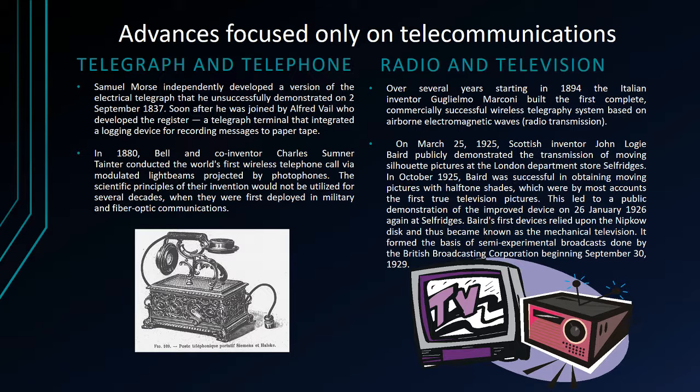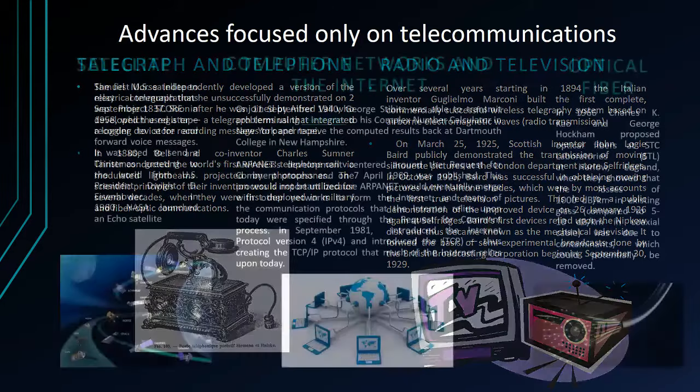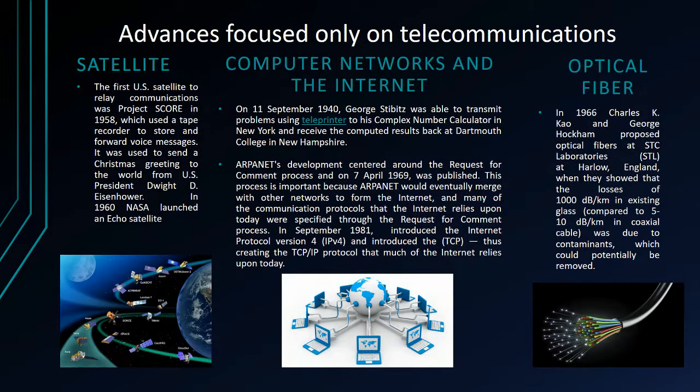Continue with advances focused only on telecommunications: satellite, computing networks, and the internet or optical fiber. The first U.S. satellite to relay communication was Project SCORE in 1958. In 1960, NASA launched an Echo satellite.